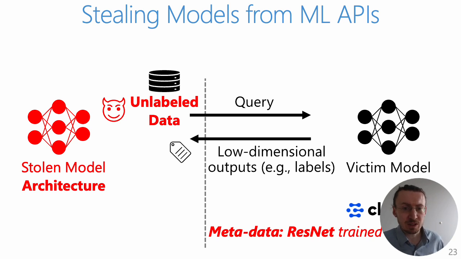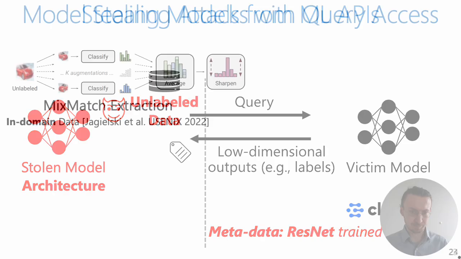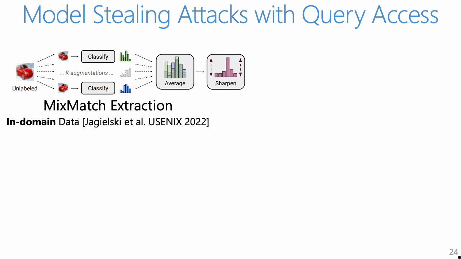Additionally, APIs expose information about their models. For example, what data the models were trained on and what the model architecture is. This is released to provide more trust and transparency for the users of these APIs. So how can we steal models from ML APIs? We taxonomized attacks based on their assumption about the access to the data used for stealing.